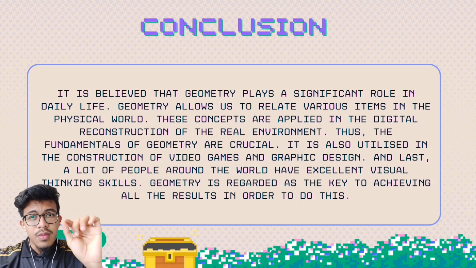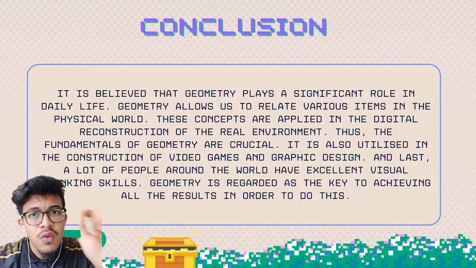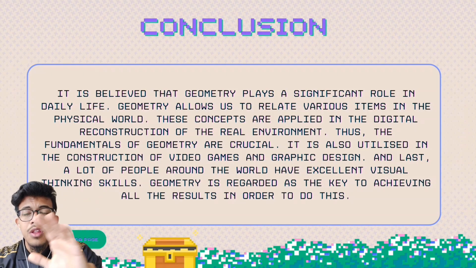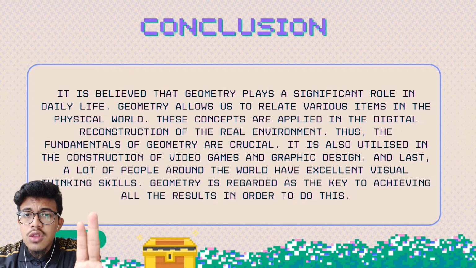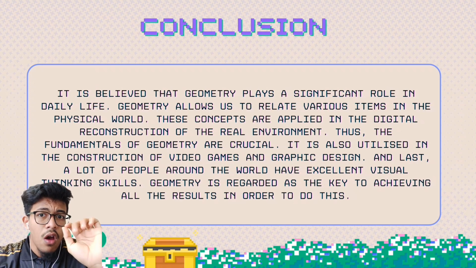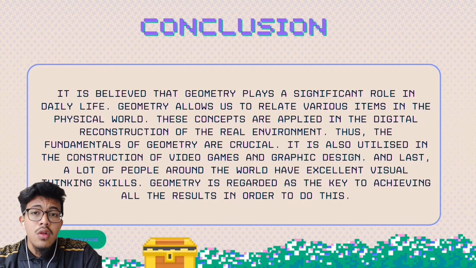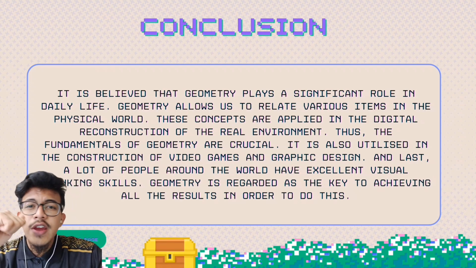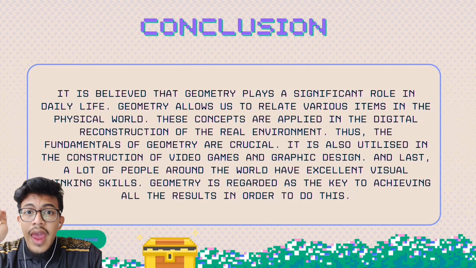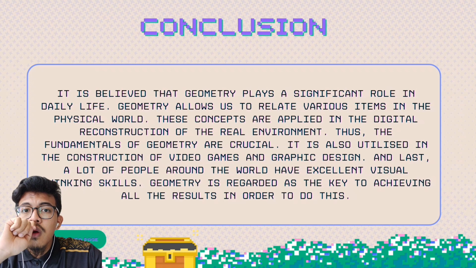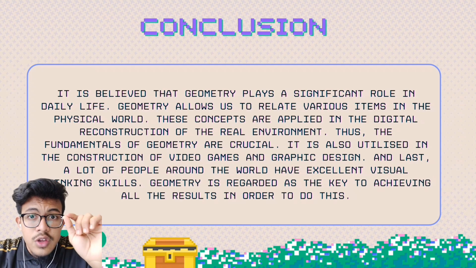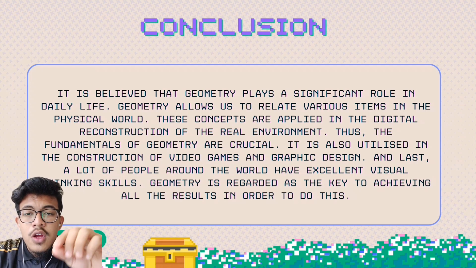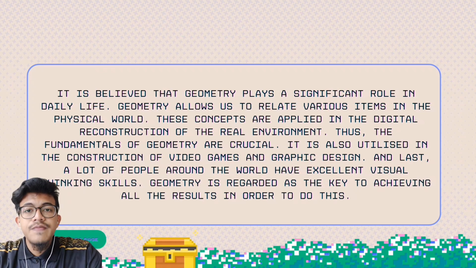So, in conclusion, it is believed that geometry plays a significant role in daily life. Geometry allows us to relate various themes in the physical world. These concepts are applied in the digital reconstruction of the real environment. Thus, the fundamentals of geometry are crucial. It is also utilized in the construction of video games and graphic design. And last, a lot of people around the world have excellent visual thinking skills. Geometry is regarded as the key to achieving all the results.